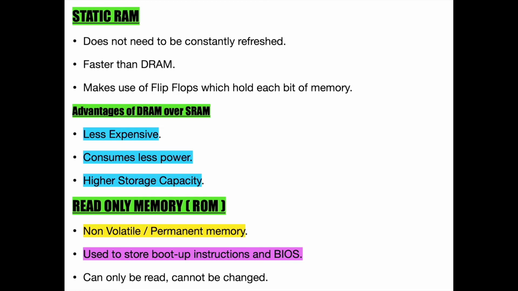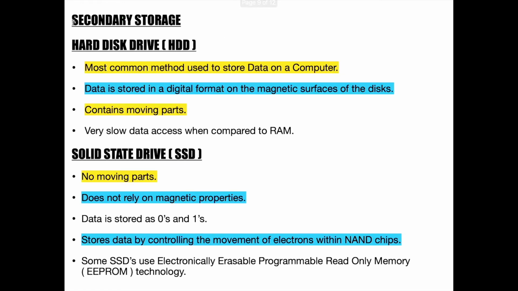Let us now go through the secondary memory. The secondary memory is separated into two categories: the hard disk drive and the solid-state drive. The hard disk drive is the most common method used to store data on a computer. In this drive, data is stored in a digital format on the magnetic surfaces of the disks.